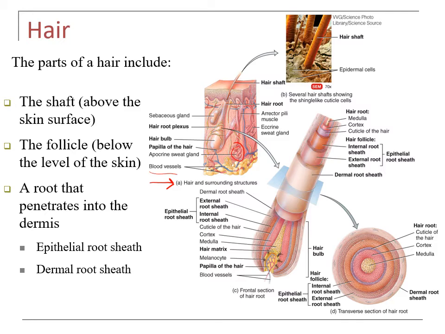Here we have the apocrine sweat glands. Right here we have the papillae of the hair. This whole thing is the hair bulb, right? And then here, those in yellow, we have the hair root plexus. And then here we have a sebaceous gland. Here, this is going to be the hair root. This muscle here is going to be the erector pili muscle, which helps the hair stand up. And then here we have an eccrine sweat gland.